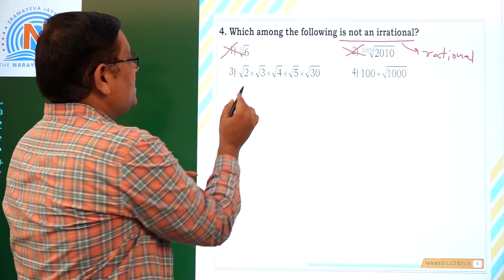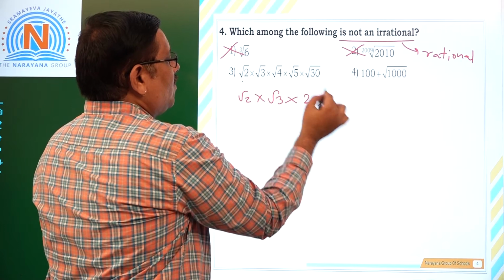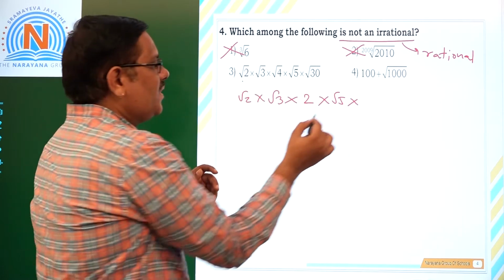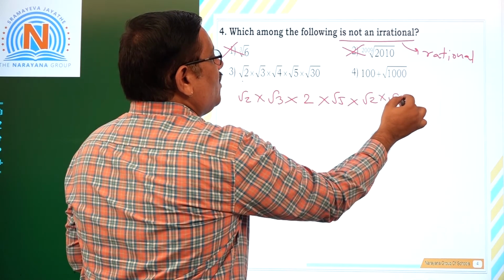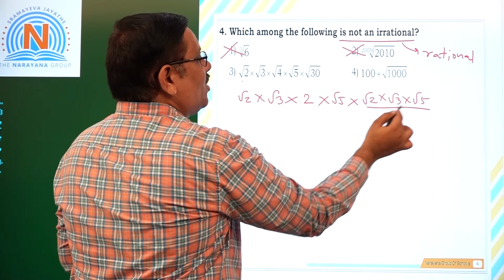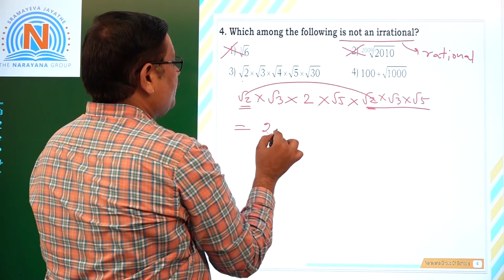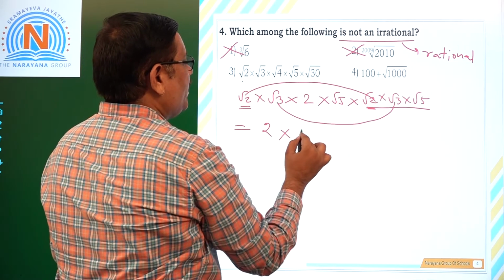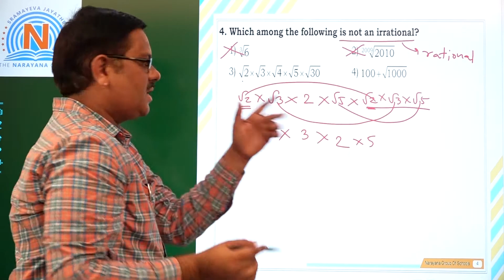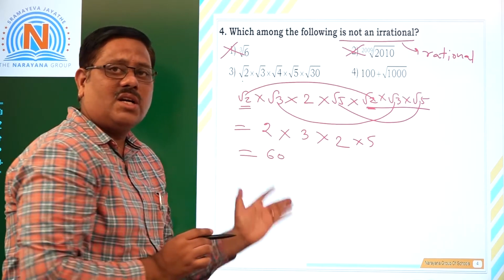Next, let us simplify this. We have root 2 into root 3 into root 4, which we can write as 2. Root 5 we can write as it is. Root 30 we can write as root of 6 into 5, that is root 2 into root 3 into root 5. If you look at that, root 2 into root 2 is going to be 2, root 3 into root 3 is going to be 3, and root 5 into root 5 is going to be 5. So the entire value becomes 6 into 10, that is 60, which is a rational number.